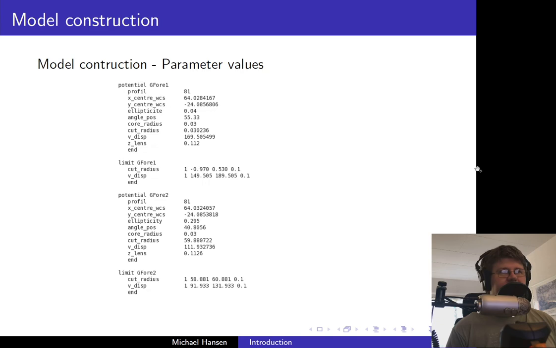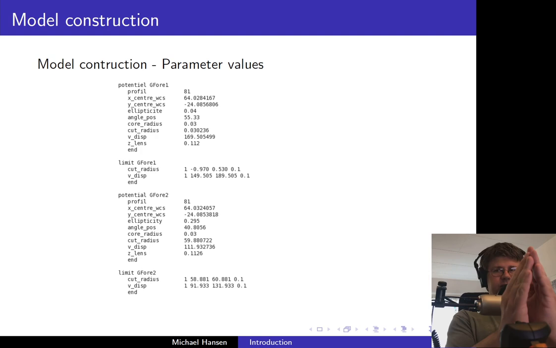So the model construction is that we put in some parameter values. It's a parameterized model, so we have a profile. In this case, this is a profile over the distribution of mass in a galaxy. Obviously, you could say most of it would probably be dark matter, so you could call it a dark matter profile, but it is a mass profile. You give it the center of the mass, you give it a proposed ellipticity, you give an angle position. So if you have an ellipse, you can move it around like this, and that's the angle position.